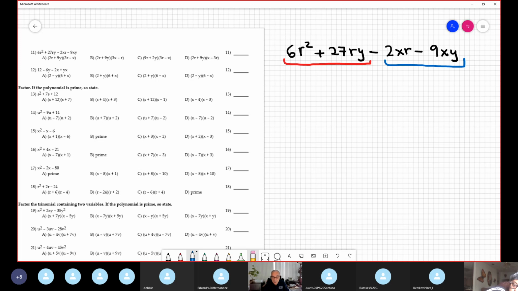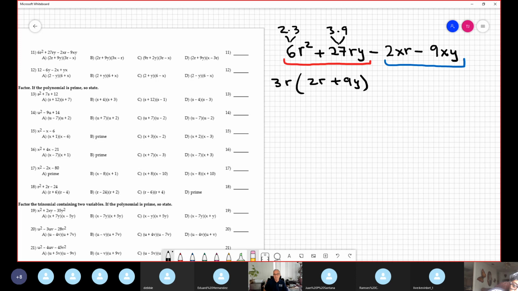Okay, the greatest common factor in the red part, I suppose, is 3. The numerical part is 3, because 6 is 2 and 3, and 27 is 3 and 9. It's also 3 and 3, but we have only one 3. So one 3 and one r shared. Now you have 2r plus 9y. Okay, this is the conclusion in the red part.